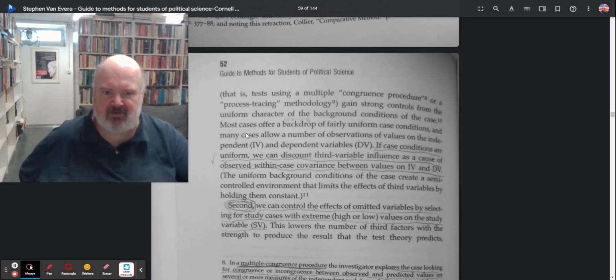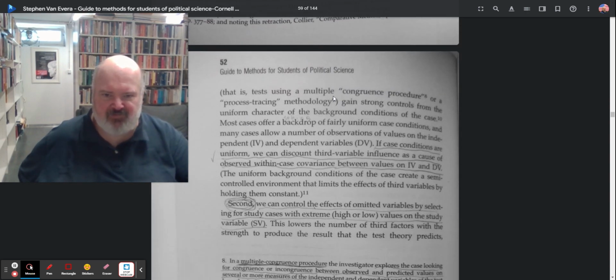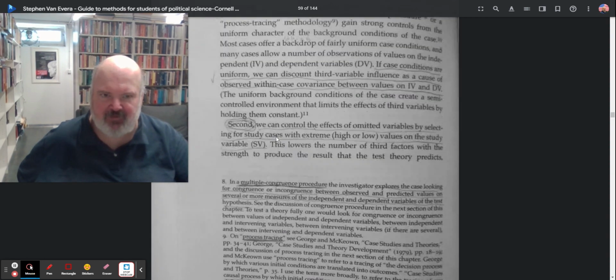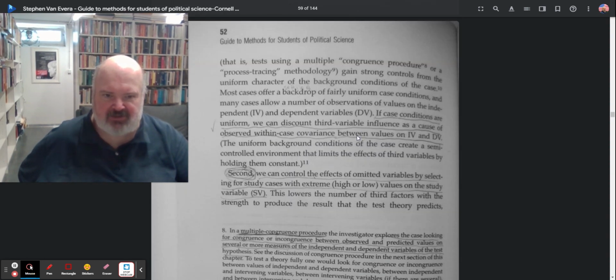Okay, let's go back. So therefore, multi-congruence procedures and process tracing methodology gain strong controls for the uniform character and background conditions of the case. Now, footnote 10, noting the controls that congruence procedure and process tracing allow, and referring to them jointly as pattern matching, is Campbell, right? So therefore, Campbell argues about pattern matching. Okay, this is this idea. As long as you have pattern matching, case studies allow for this, right?